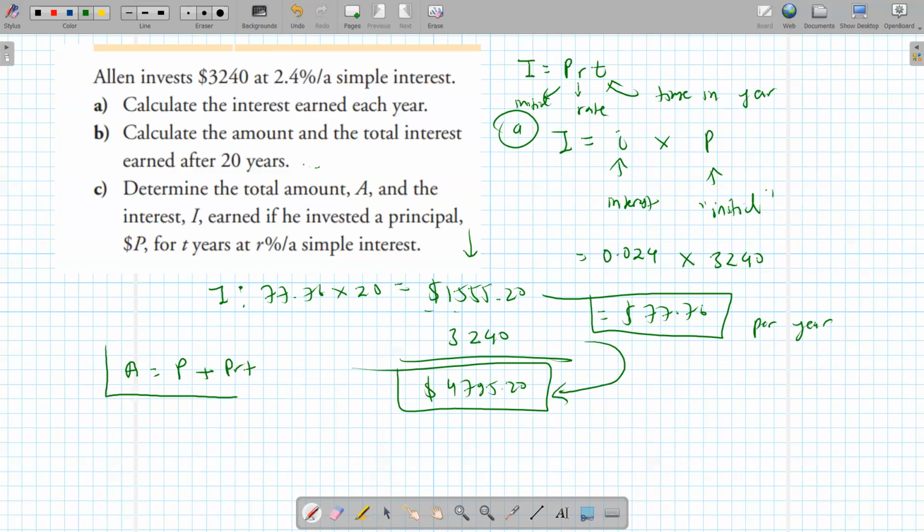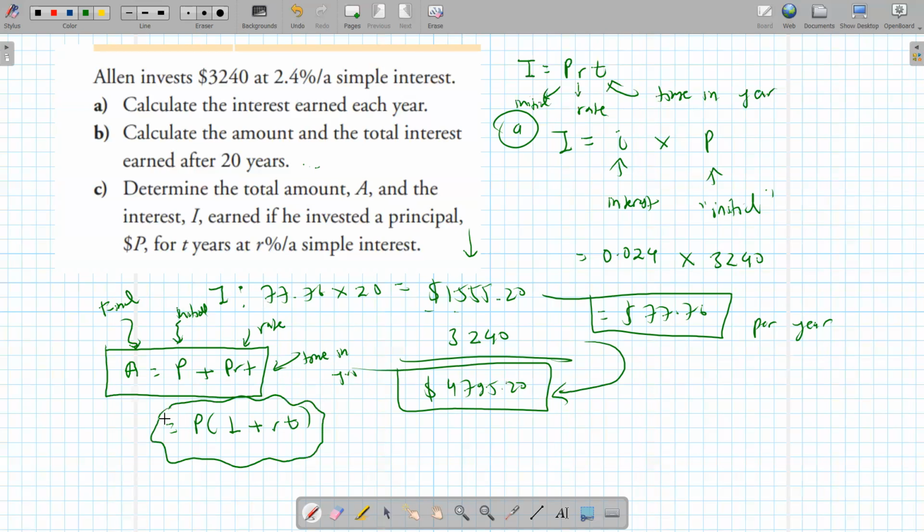This is the formula for simple interest, where A is the final amount in the bank, P is the principal amount, which is the initial amount, and then PRT is your interest, where R is the rate and T is the time in years. You can even factor a P out here. Sometimes you'll see it written as P times 1 plus RT. This is the formula for simple interest. Cool.